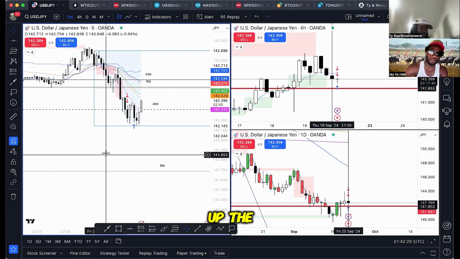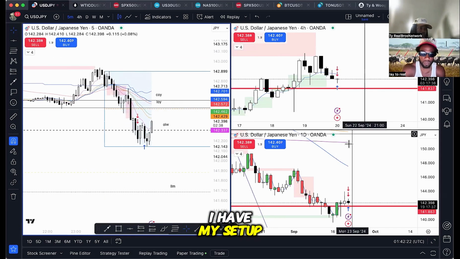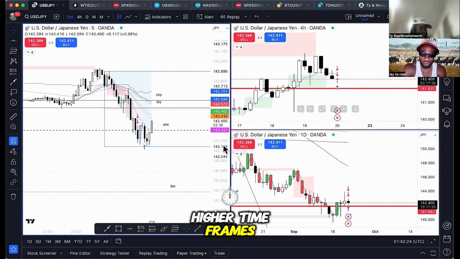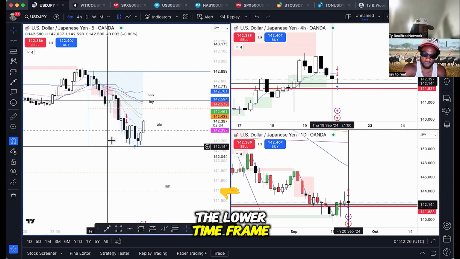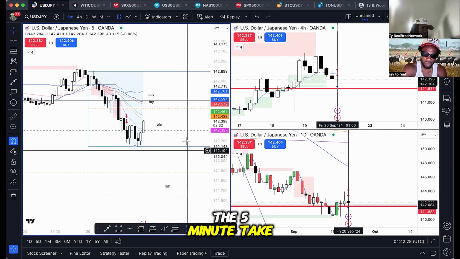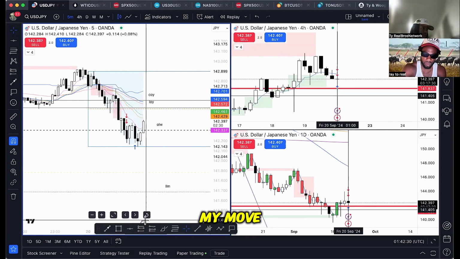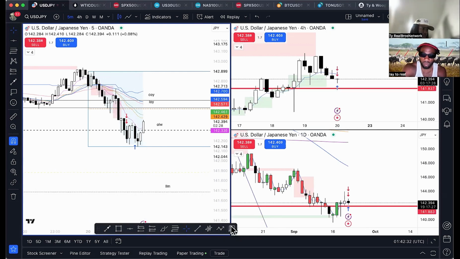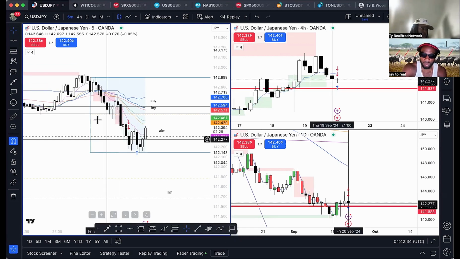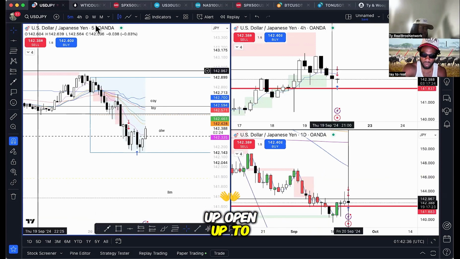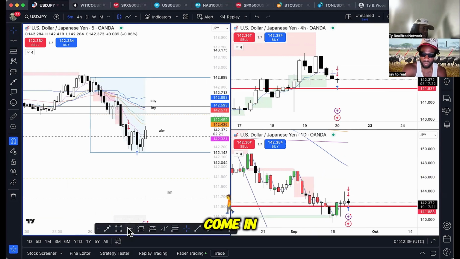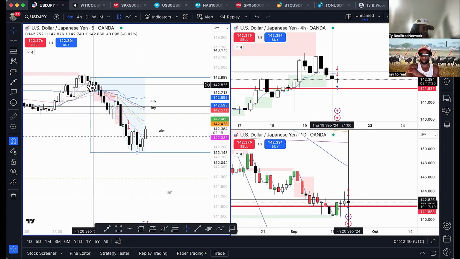I pretty much open up the charts. I have my setup like this. I can see the higher time frames and I go into the lower time frame right here, the 5 minute, take my trade and make my move. I have my chart set up, I open up to USD JPY, I'll come in very quickly.